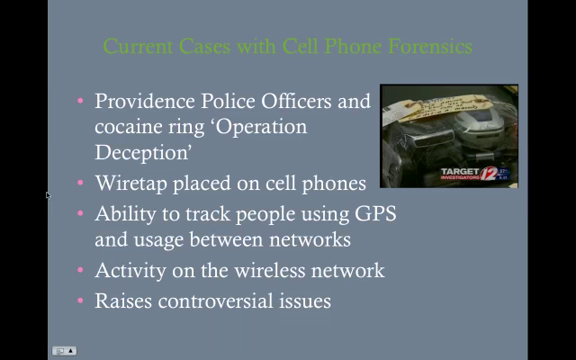Now we are going to talk about current cases with cell phone forensics. In recent Rhode Island news, an ongoing investigation called Operation Deception has been underway between the FBI and the Providence police officers. The undercover operation involving 3 Providence police officers and 3 civilians came to light when they were arrested. After receiving a warrant, the FBI had placed wiretaps on the cell phones of the officers. Using the wiretap, investigators were able to determine the involvement of the suspected officers and civilians in a cocaine drug ring in the Providence area.